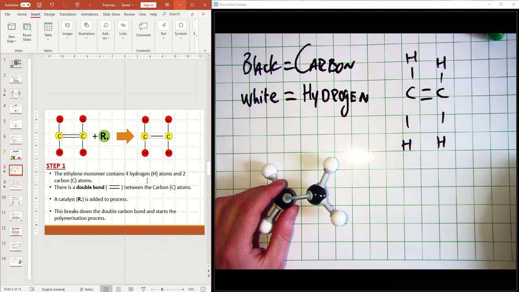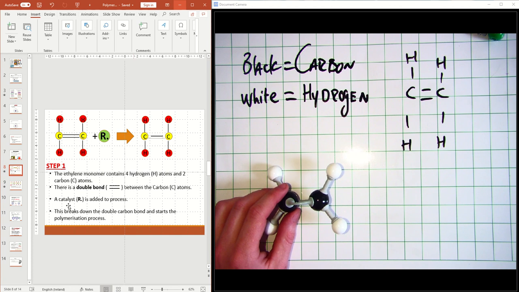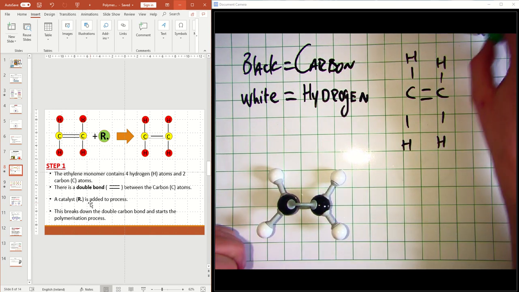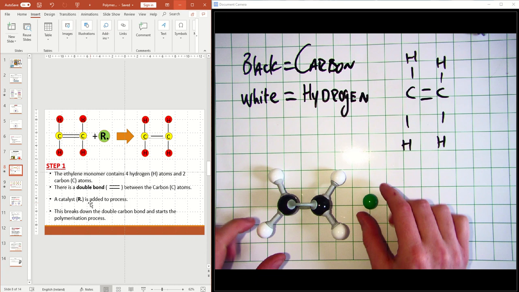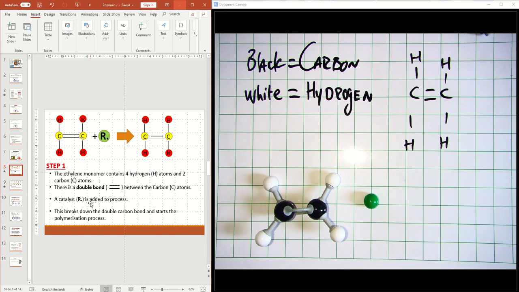So what I'll do is add a catalyst to the process. Here I have a catalyst, denoted by the R. A catalyst is added to the process, and what this does is break up the double bond. So I'm going to bring this catalyst in. This green section here is going to be my catalyst.